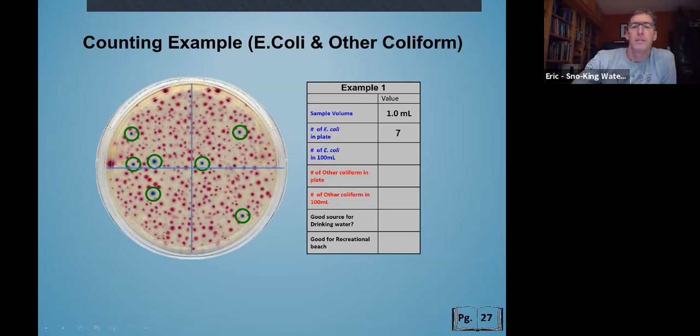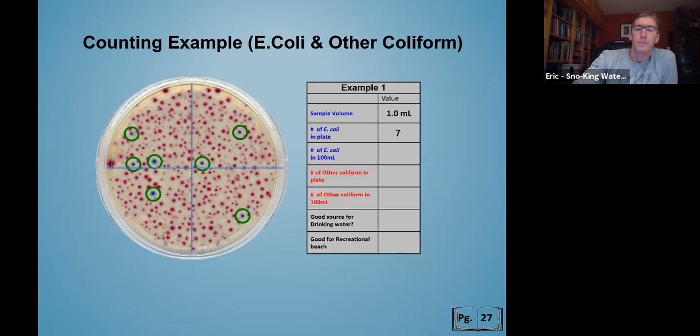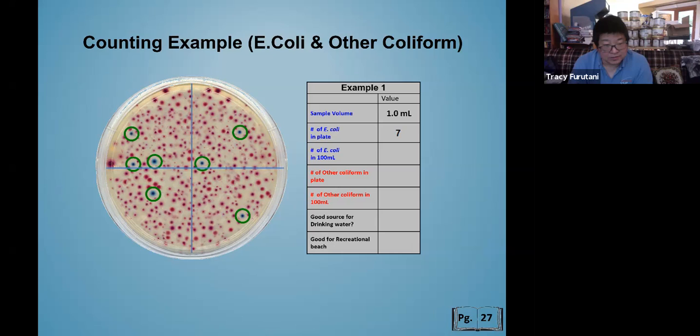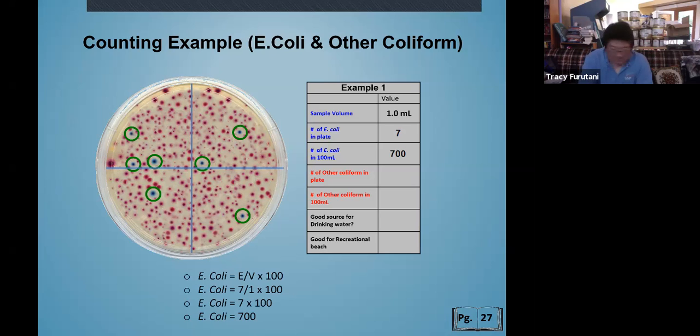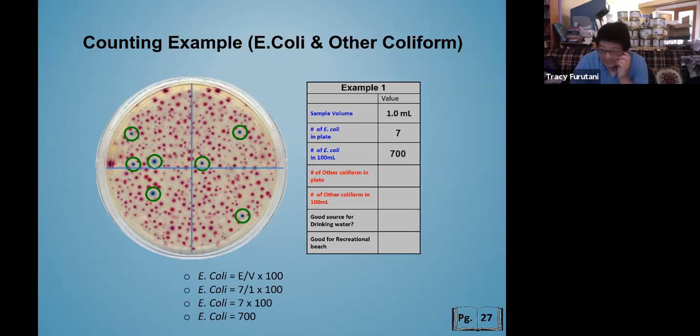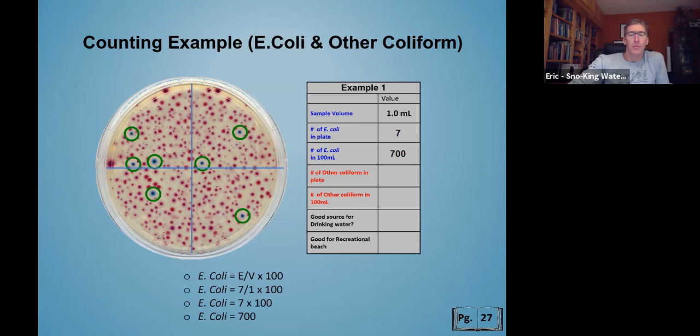So 7. Our sample volume was 1 milliliter. So if there's 7 in 1 milliliter, what's the number in 100 milliliters? What is 700? Sounds like a Jeopardy. So there's the math, and correct, 700. Then the number of other coliform really depends on if you can count them or not.